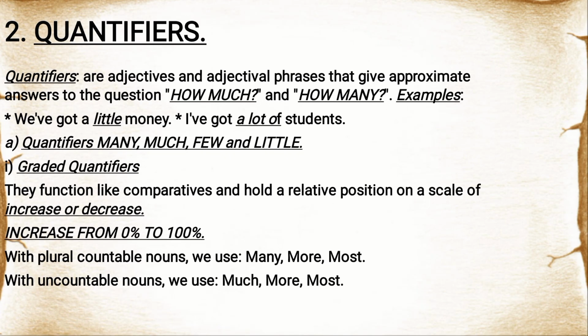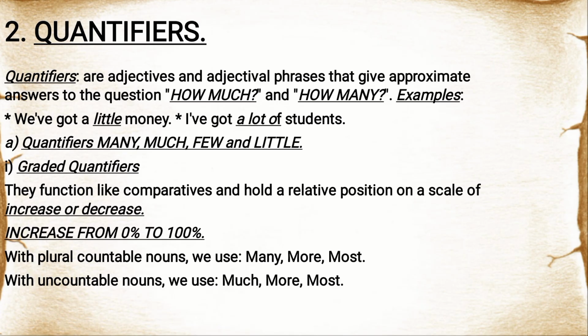2. Quantifiers. Quantifiers are adjectives and adjectival phrases that give approximate answers to the question how much and how many. Examples: we've got a little money. I've got a lot of students. A. Quantifiers many, much, few, and little. 1. Graded quantifiers. They function like comparatives and hold a relative position on a scale of increase or decrease.